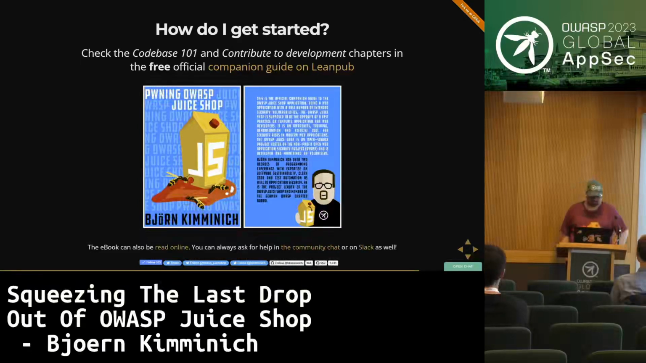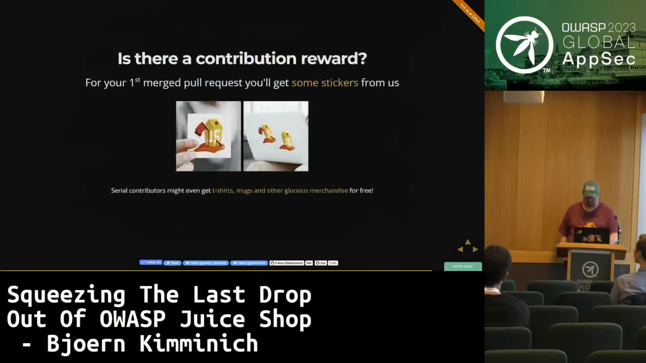If you need some assistance to get started, there are two dedicated chapters in the official companion guide about this. One is the Codebase 101, which gives you a run-through of how the code looks, how it is structured, and that kind of stuff. And then there's the Contribute to Development guide, which is our very extensive contribution guideline, so to say. And of course, you can always ask questions either in our community chat or in Slack. We have a dedicated channel, of course.